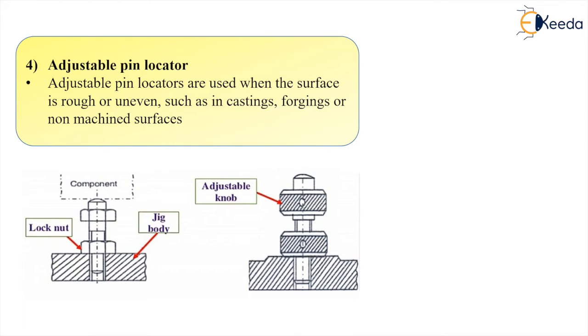Then we have the adjustable pin locators. Adjustable pin locators are used when the surface is rough or uneven, such as in castings, forgings, or non-machined surfaces. So this is where the adjustable pin locator is used in our machining operation. See, this is the adjustable knob, this is the lock nut, and this is our jig body.